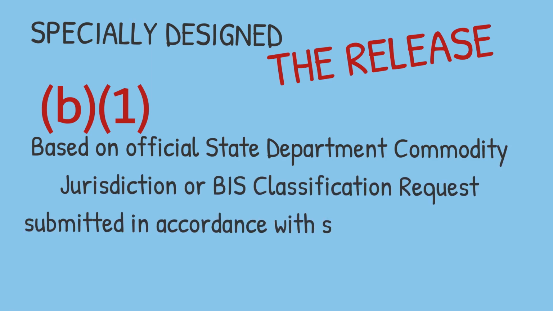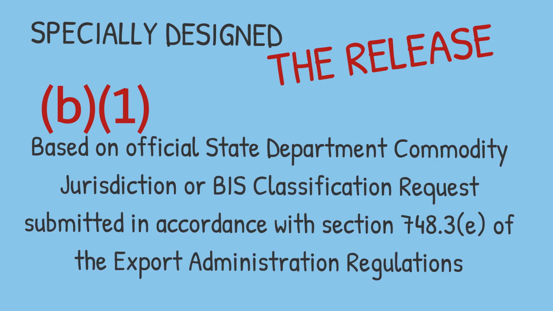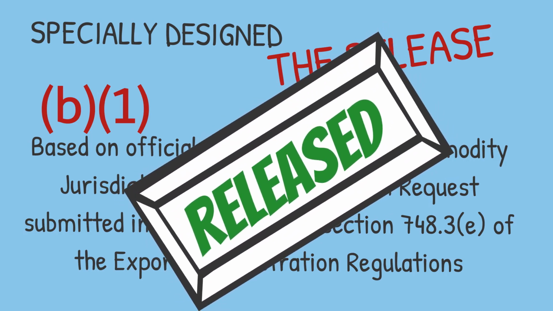Paragraph B1 releases parts from specially designed if the U.S. government says they're released. In other words, your part is not specially designed if you have a State Department commodity jurisdiction or BIS classification request cleared by the Departments of State and Defense that classifies your part as either EAR 99 or in an ECCN that does not contain the term specially designed. The scene says, Paragraph B1, based on official State Department commodity jurisdiction or BIS classification request, submitted in accordance with Section 748.3(e) of the Export Administration Regulations. A stamp with the word released appears on the screen.